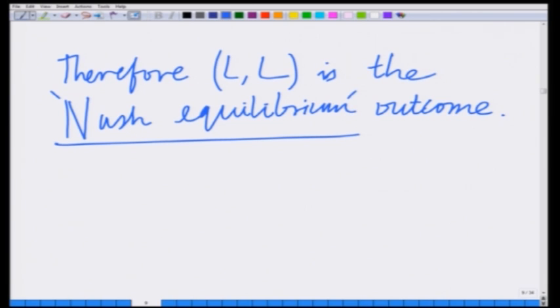What is the Nash equilibrium outcome? Remember, we said the Nash equilibrium outcome is where the best responses intersect. So, when both firm 1 and firm 2 are playing the best response, each is playing the best response to the other. Firm 1's choice of L is its best response to L of firm 2, and similarly L of firm 2 is the best response to L of firm 1, and since the best responses are intersecting, this is a Nash equilibrium.